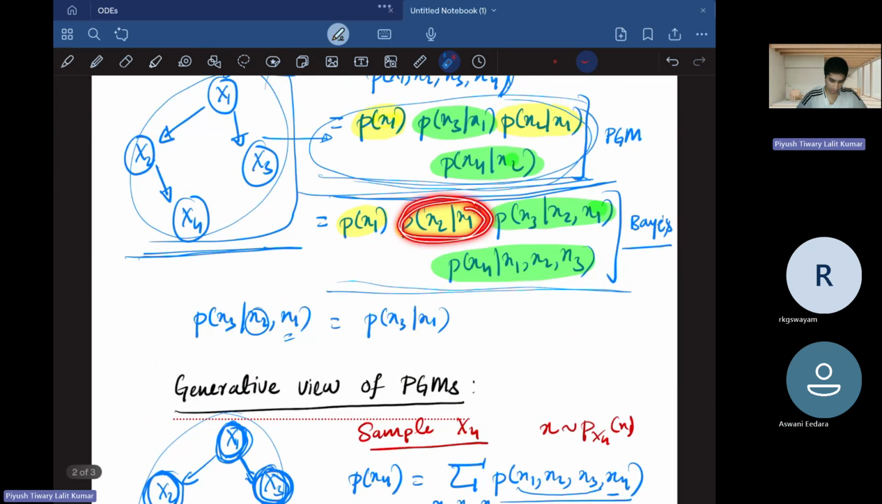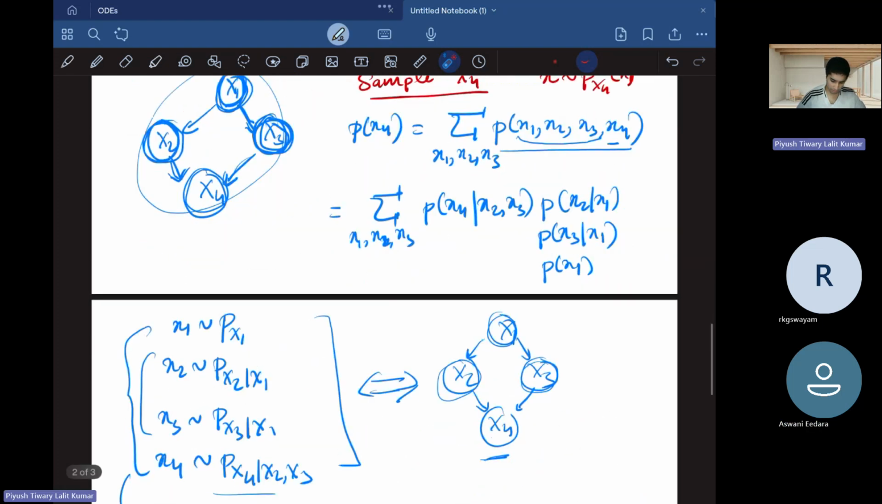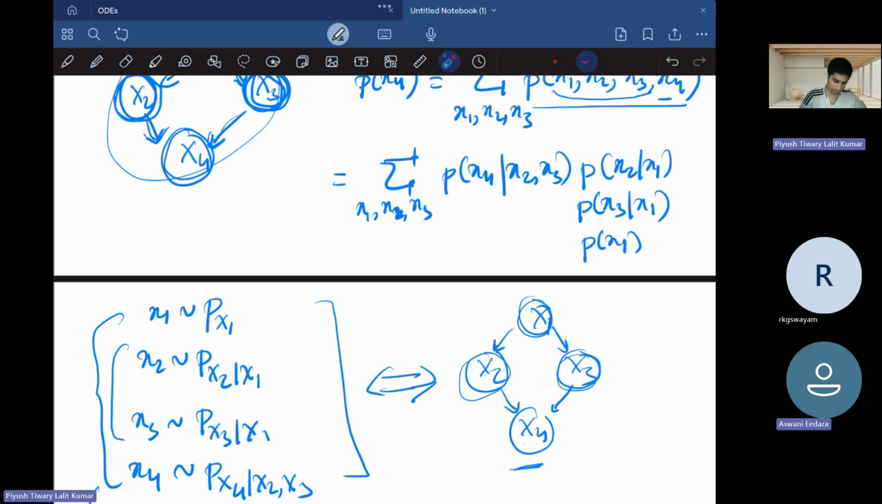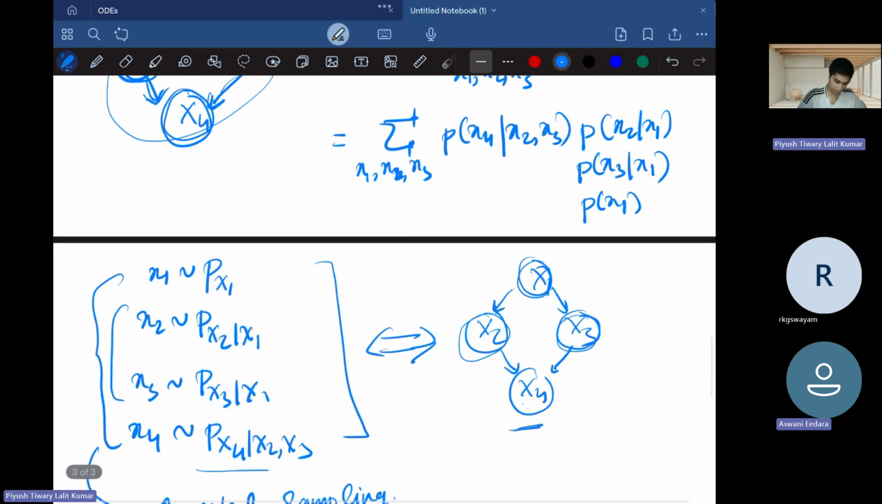Here you have written them differently, but both are the same. So basically, here I used a little abuse of notation. You can think of this as x2 given x1, right? This is just, yeah, my bad.